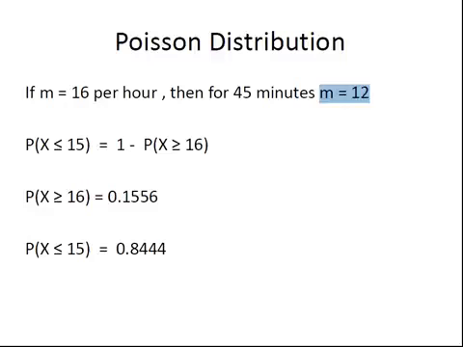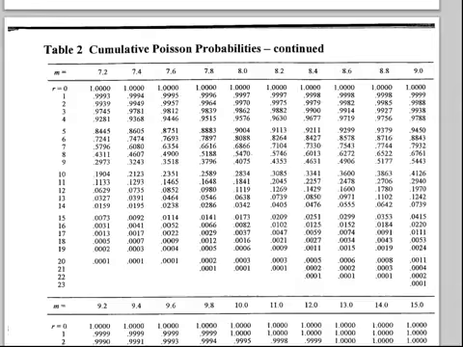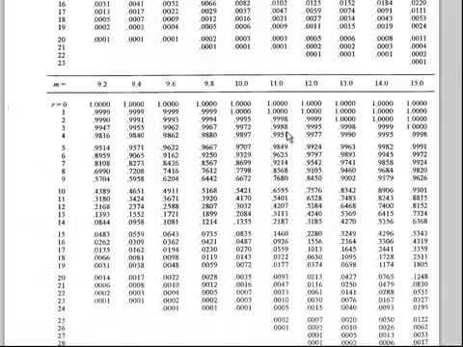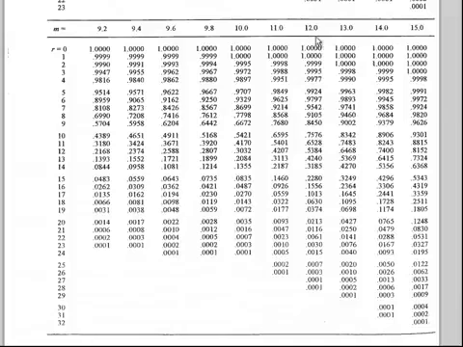So let's go back to the tables now. Let's just go through the tables here. I was at m is equal to 8, and I'm just going to scroll down here to m is equal to 12. And we're going to go down to where x is equal to 16. There it is, 0.1556, and the complement of that is the probability of 15 or less.